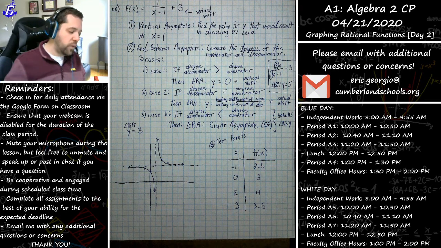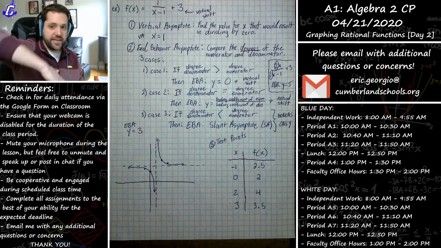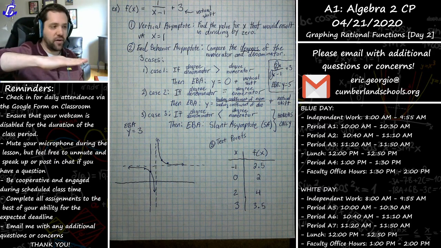Okay, so what that pretty much means is your function gets slanted like this or like this instead of having that end behavior asymptote be perfectly horizontal.